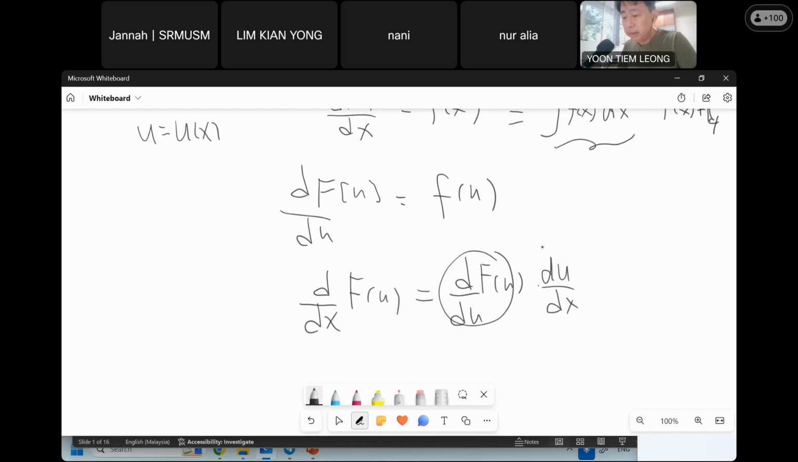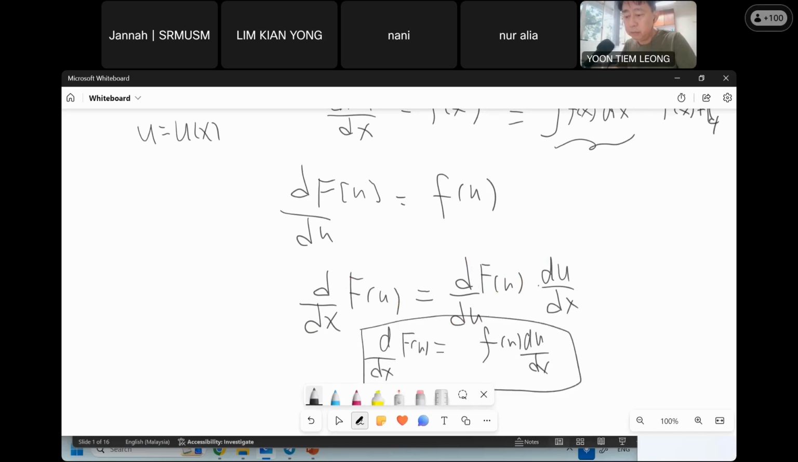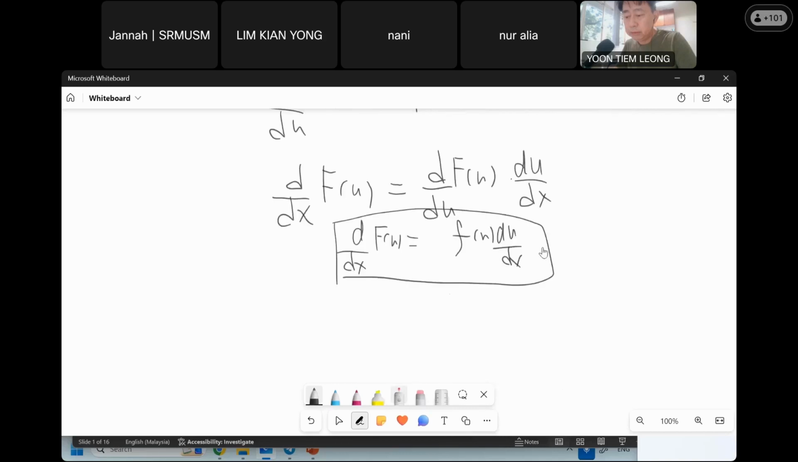This expression, this term, is the derivative of F of u, and since F of u is the antiderivative of the small function f of u, this is nothing but f of u du/dx. I have this relationship that d/dx of F of u is equal to the right hand side, which is the product of f of u times du/dx.